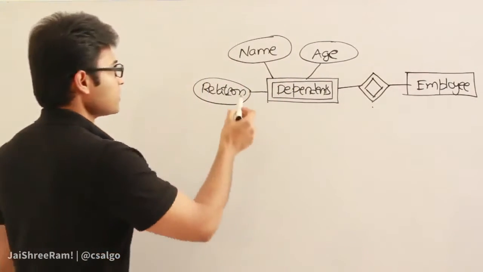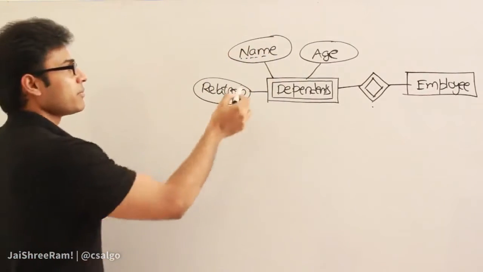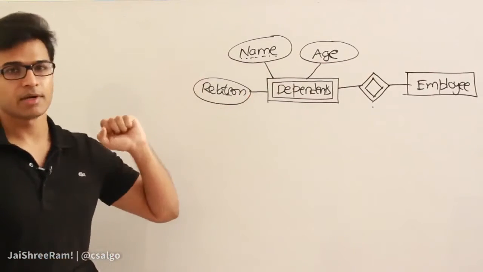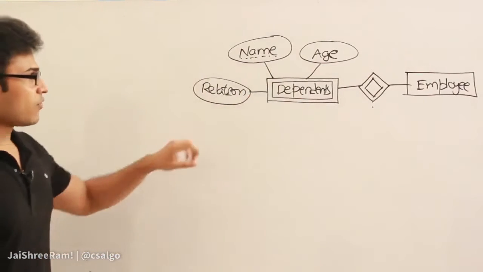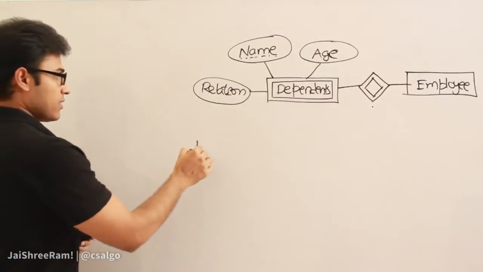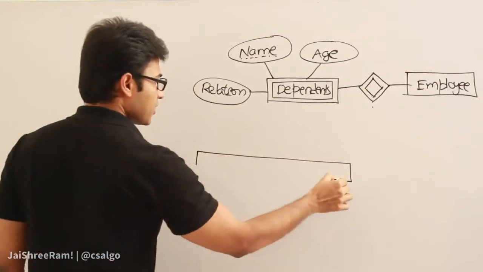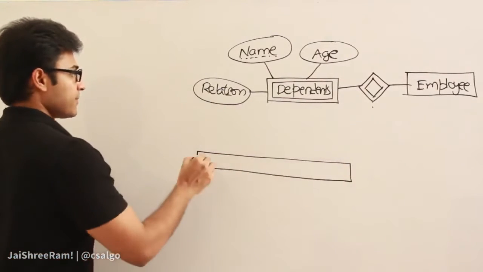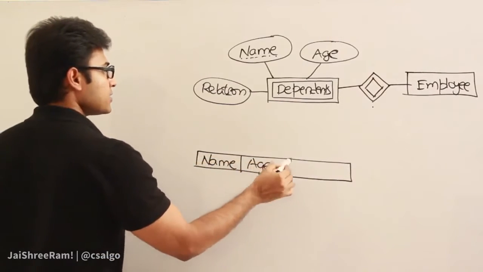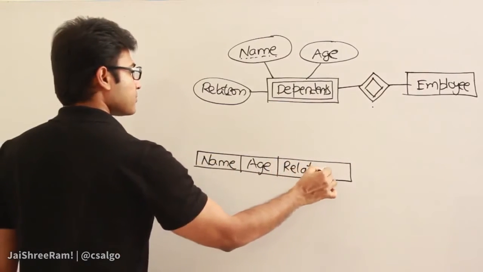Let us assume that this name is a partial key, right? Partial key means for a particular employee, if I give you the name of the dependent, I'll be able to identify the dependent entity. Okay, now I want to convert this into the table. Then what I do is create a relation as it is. I'm talking about the schema. Create the relation as it is and have all the attributes. One is name, and the other is relation, right?